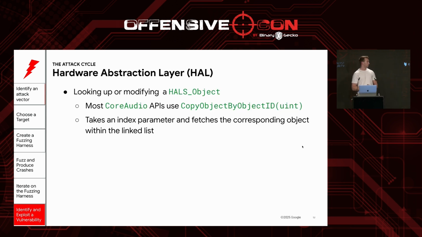So when these APIs look up or modify one of these house objects, most of them use this API called copy object by object ID. And this just takes an index parameter and then goes through the linked list and returns that house object.